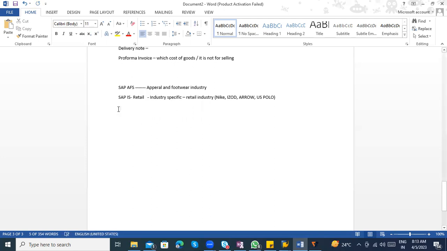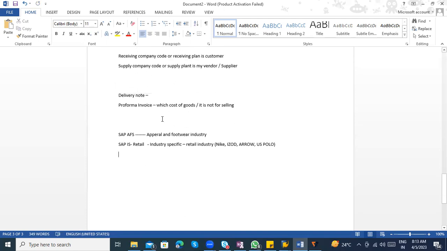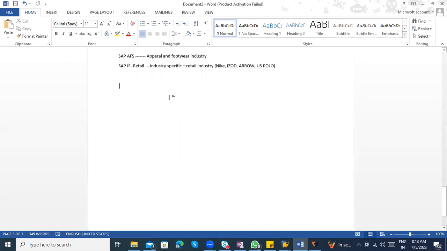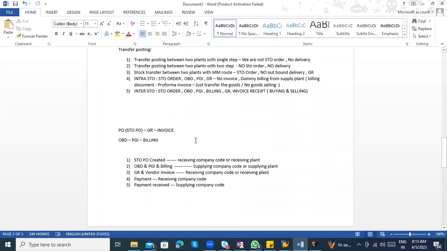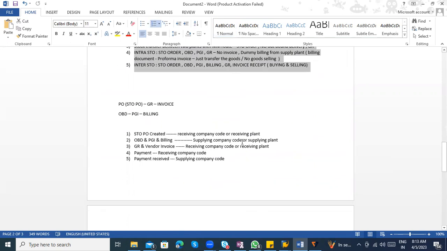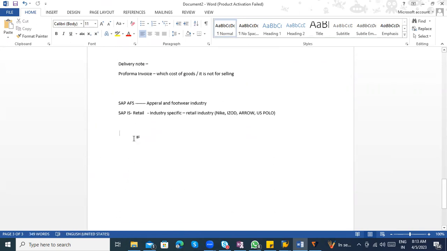Once you have completed this industry, you need to understand what the difference is between AFS, IS retail, and the normal SAP. In apparel and footwear, what will happen? This topic is completed above. These are the five processes to transfer goods from one place to another, plant to plant. Now I'm just giving some idea about the apparel and footwear industry.